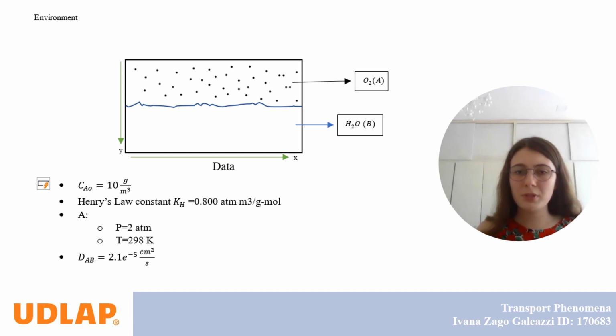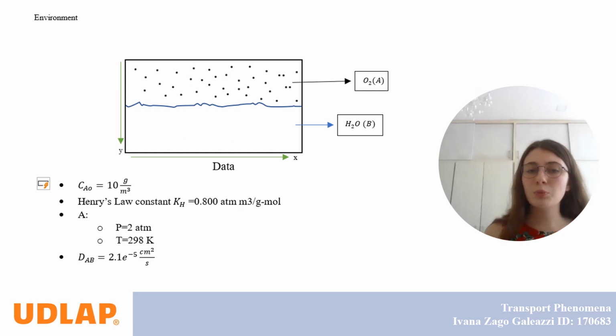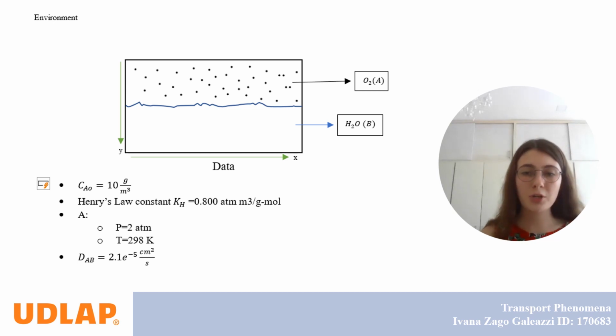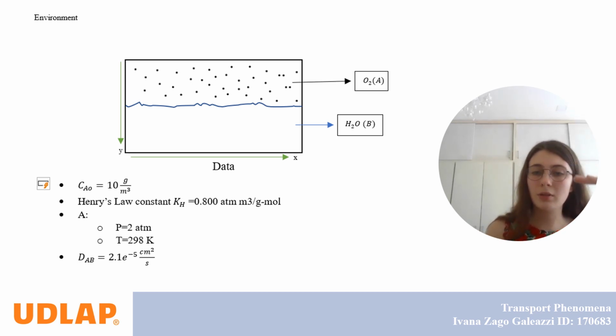Here we have a visual representation of our system, and as we can see, there will be two phases, a gas and a liquid. Because we are studying transport phenomena, we know that oxygen will move from a high concentration zone to a low concentration zone, and this low concentration zone is the water in our system. And because we have constant temperature and pressure, we can say that the diffusivity is constant, meaning that oxygen will diffuse constantly along the depth of the tank.